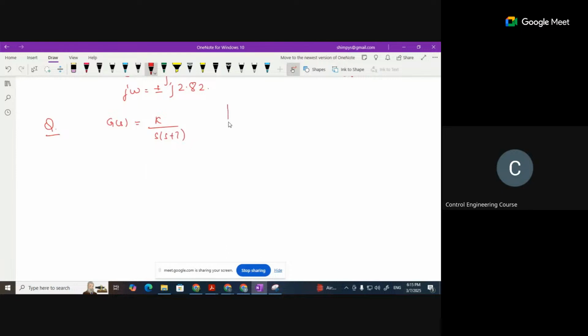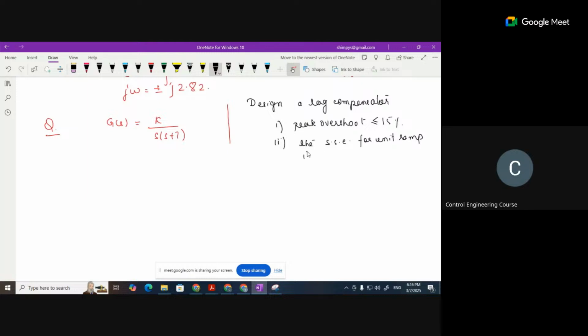You have to design a lag compensator. The objectives are: first, the peak overshoot should be less than or equal to 15%, and the second design objective is that the steady state error for unit ramp input is to be improved by a factor of 20. Got it?